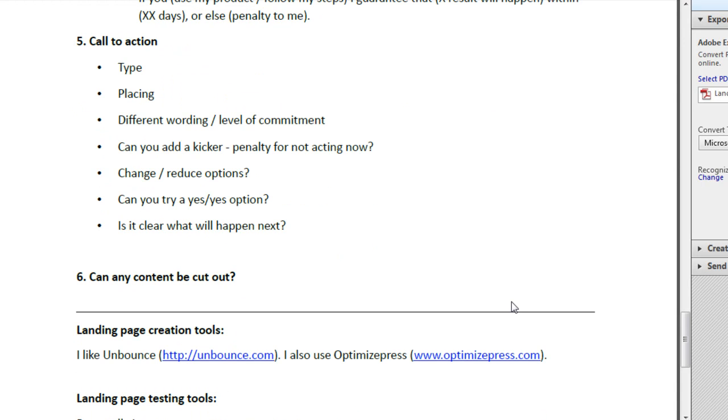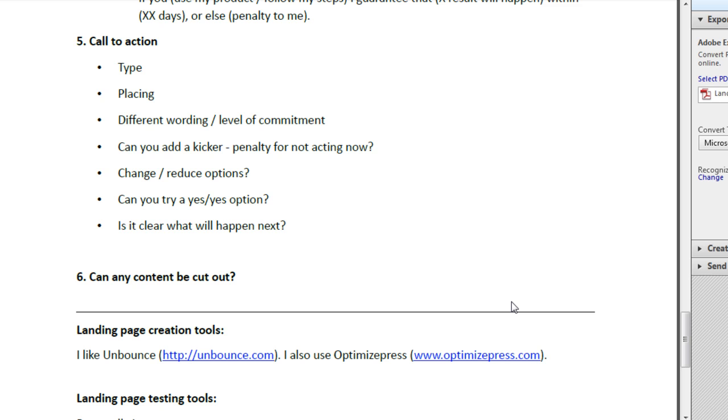Stage 6 then is thinking about what content you can cut out. Cutting out content is one of my favourite things to do on landing pages, taking out anything that's not relevant. So thinking about the thought sequence that we're asking people to go through, take out anything that is not part of, or is superfluous to, that thought sequence.